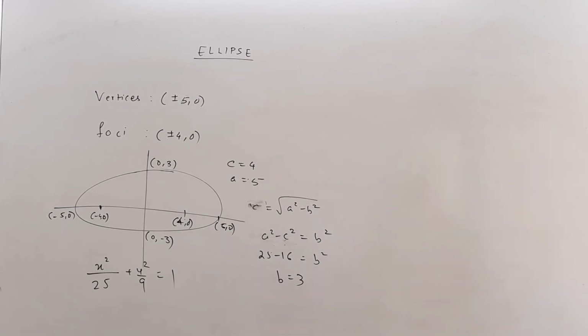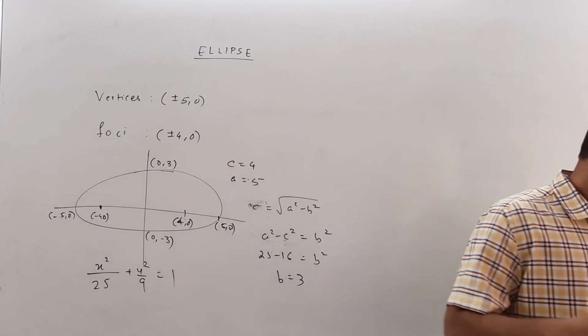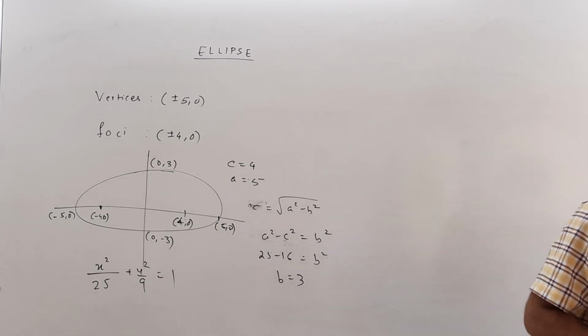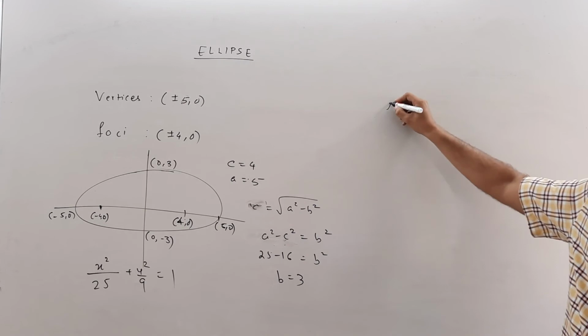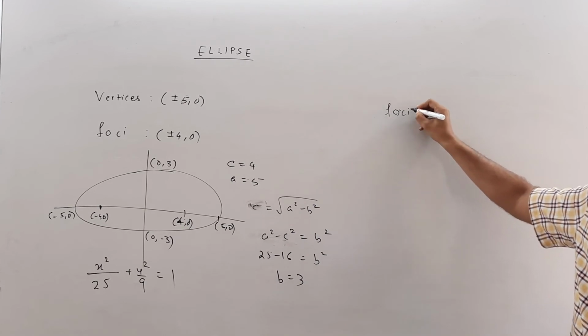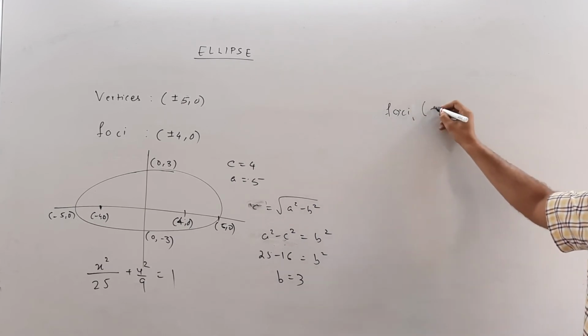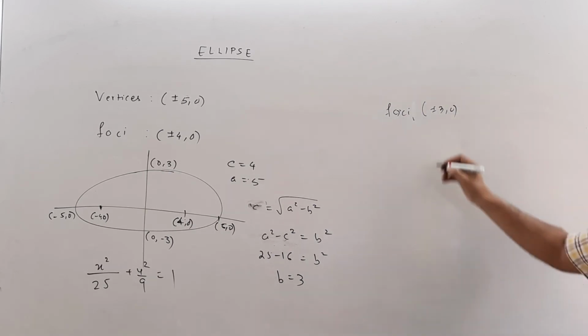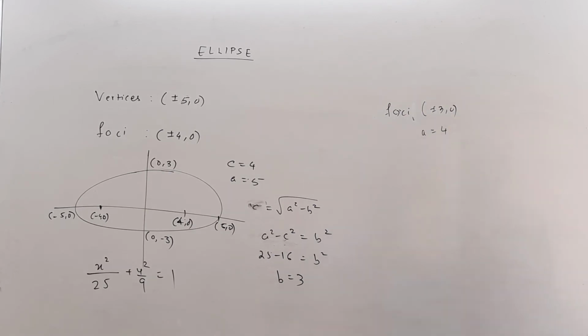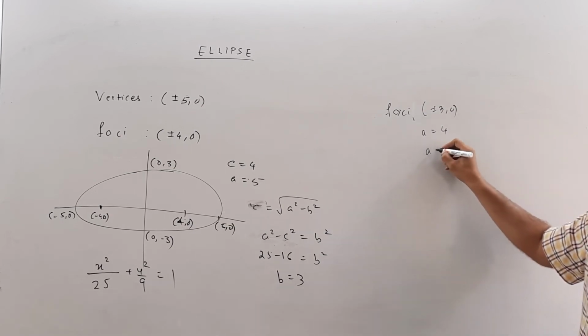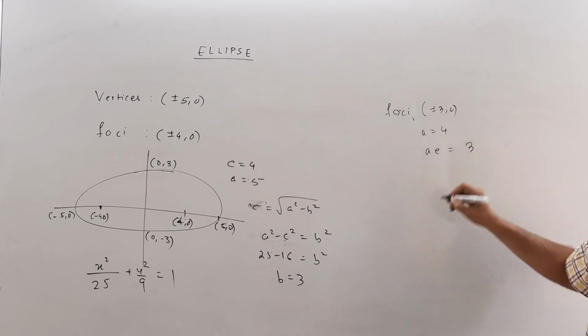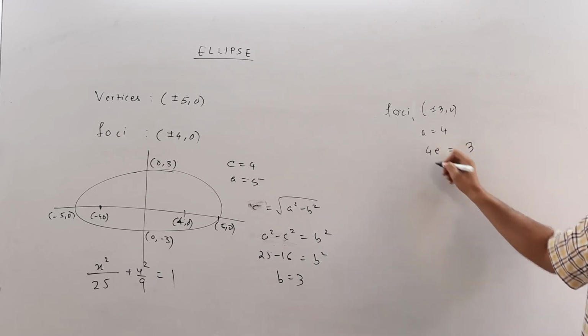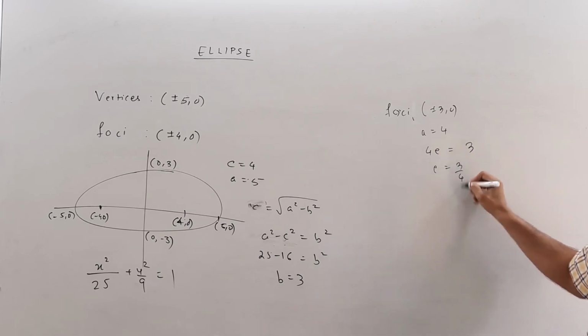The next question is something like this. It's given to us that the equation of the ellipse you have to find if foci are plus minus 3 comma 0 and a is equal to 4. So if a is equal to 4, we know that the foci c is given as 3, and we know that a is 4. So eccentricity is 3 by 4.